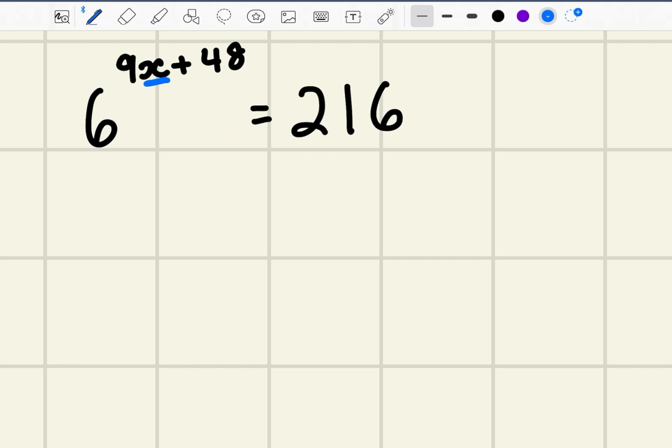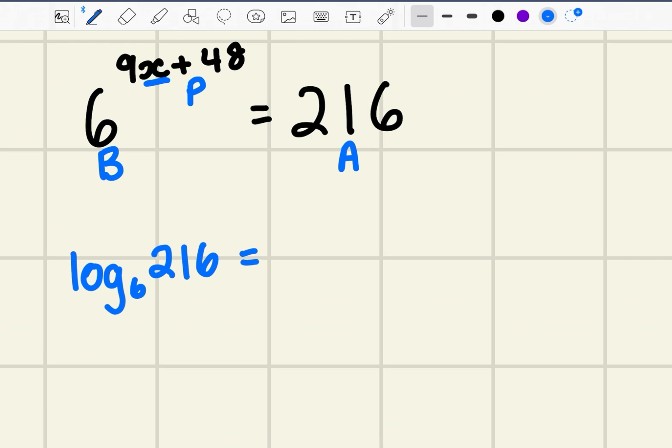Recall we can name the parts of our exponential equation. Our 6 is our base. This expression up here, 9x plus 48, is my power. Even though it's a whole expression, it's still just my power, and 216 is the answer. When I rewrite it in log form, I should rewrite it in the letter order BAP. So B, my base is 6, my answer, 216, equals 9x plus 48.